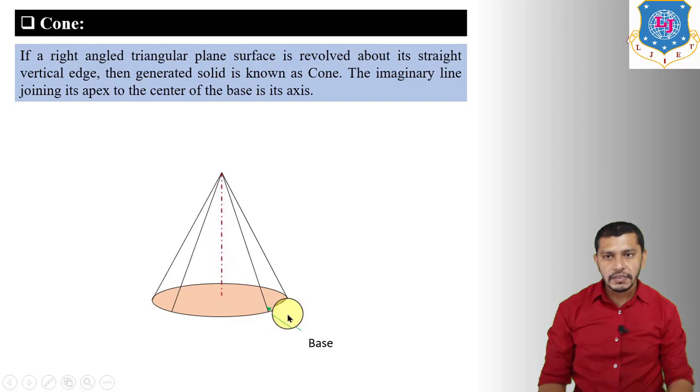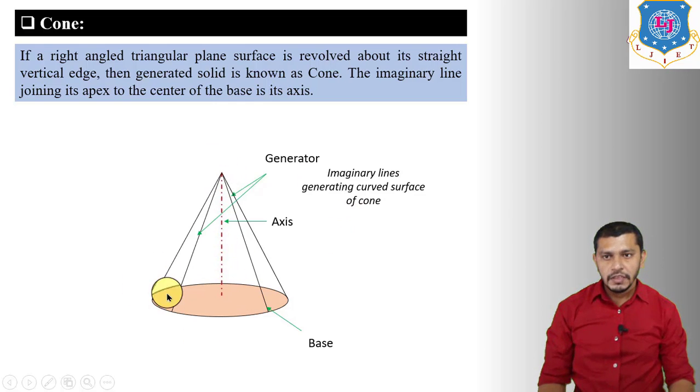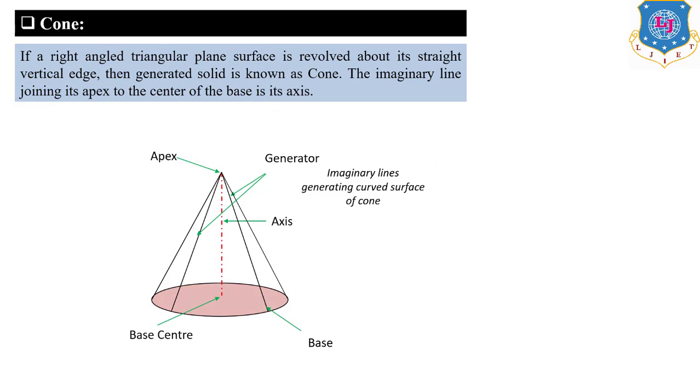So this is the base of the cone, this is the axis of the cone joining the apex point and the center of the base. These are the generators of the cone, and generators are the imaginary lines generating the curved surface of the cone, and this will be the apex point of the cone. So these are the dimensional parameters of the cone. Now let us see the problem of a cone.